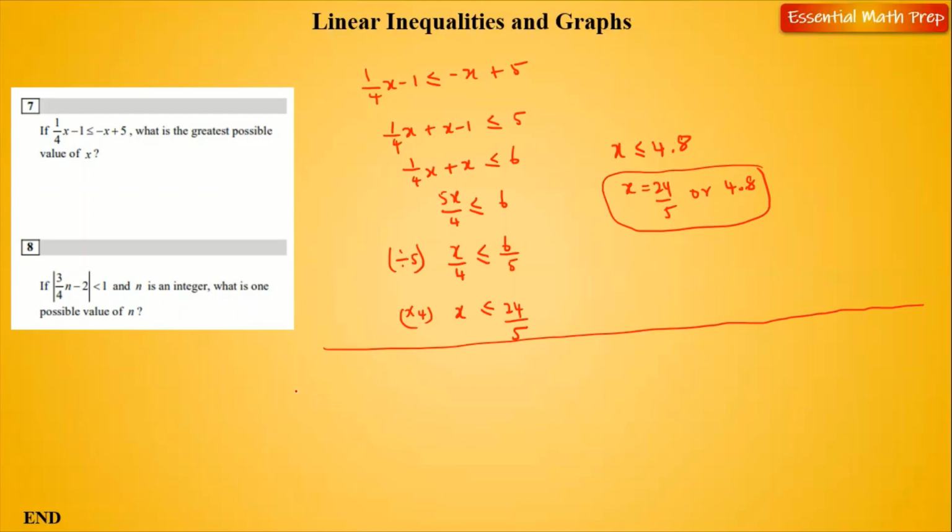So if n is an integer, what is one possible value of n? So let's go ahead and solve it. So we have the absolute value of 3 over 4n minus 2 less than 1. So for a positive domain, we have 3 over 4n minus 2 less than 1. So let's add 2 on both sides. So that's 3. So we can divide by 3 on both sides, which would make it n over 4 less than 1, right? Then we can multiply by 4 on both sides, which is n less than 4, right?